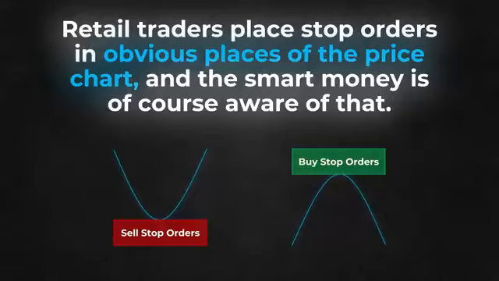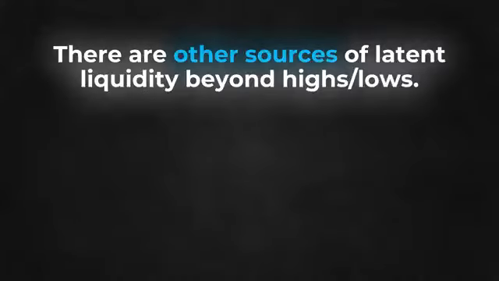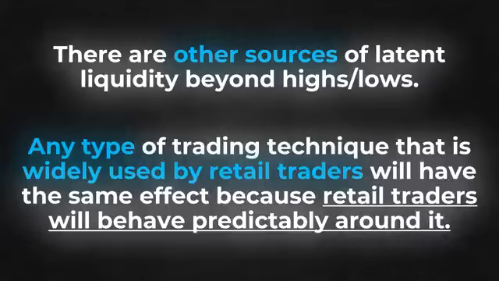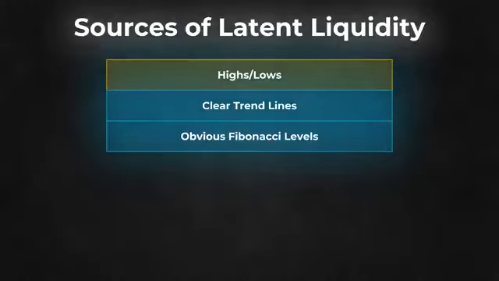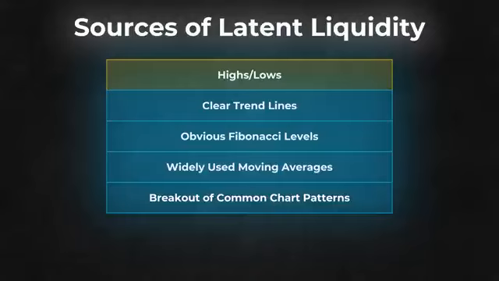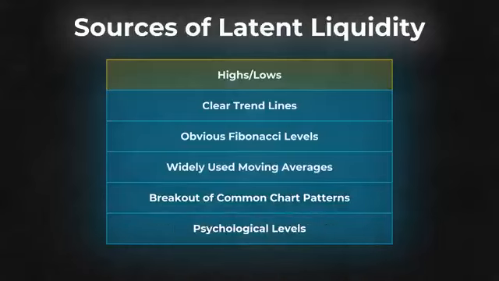Retail traders often overlook the fact that highs and lows are not the only source of latent retail liquidity in the chart. These are the most obvious of the latent liquidity sources. The bottom line is that any type of trading technique that is widely used by retail traders will have the same effect because retail traders will behave predictably around it. So beyond highs and lows, techniques like clear trend lines, obvious Fibonacci levels, widely used moving averages, breakouts of common chart patterns, and even psychological levels in the market can be subtler sources of liquidity beyond highs and lows.